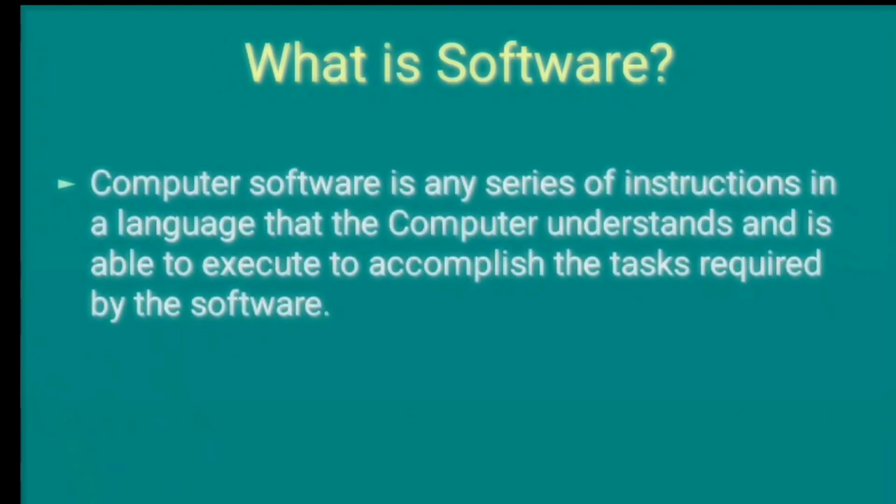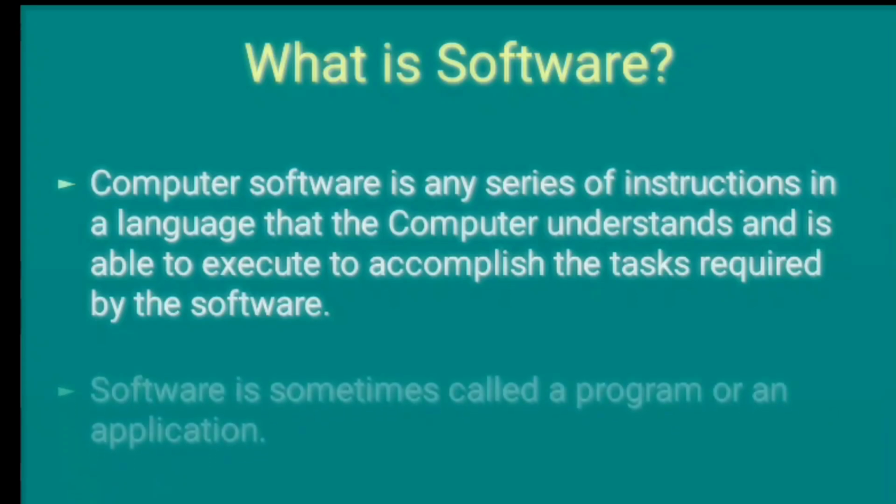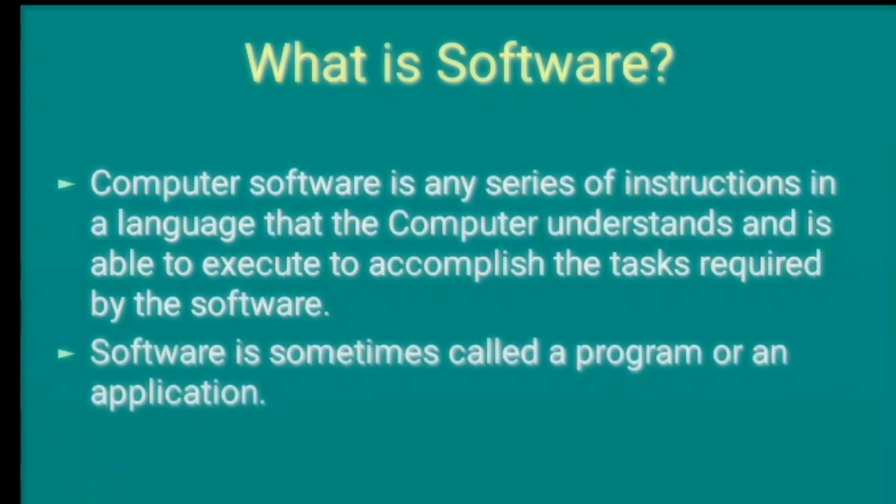What is software? Computer software is any series of instructions in a language that the computer understands and is able to execute to accomplish the tasks required by the software. Software is sometimes called a program or an application.